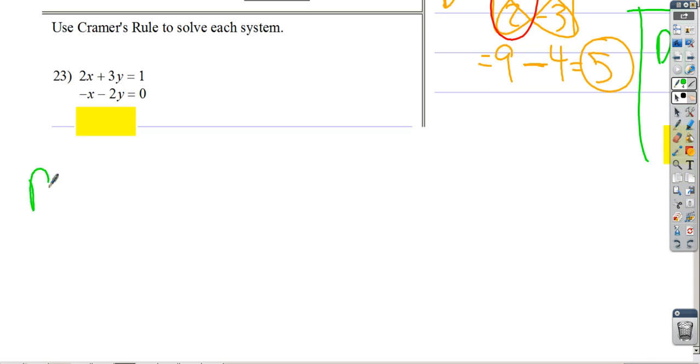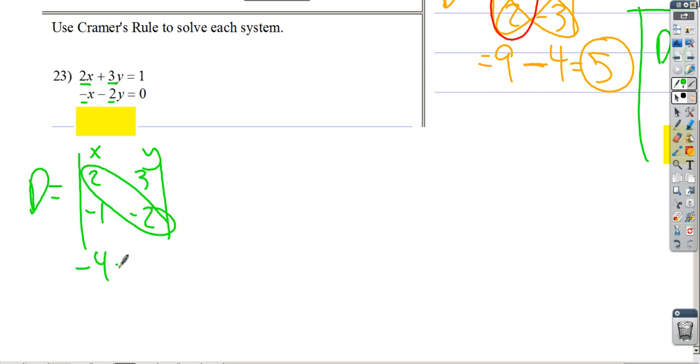So let's find these three. Let's start with the main determinant. The x's are 2 and negative 1. The y's are 3 and negative 2. When we multiply that, we get negative 4, minus, if we multiply that, we get negative 3. Negative 4 plus 3 equals negative 1. So that's our primary determinant, our main determinant.